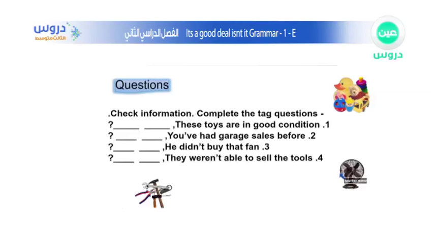Just for your information, Hattan, by the way, we are discussing the tag questions today. Mirhan answered the first question here. You have to add a tag question. There is a problem with the formatting here. These toys are in good condition. Mirhan answered, aren't they? So what do you think of the second one? You have had garage sales before. What do you think?